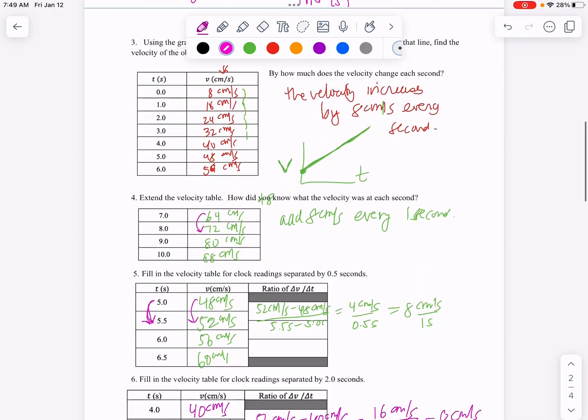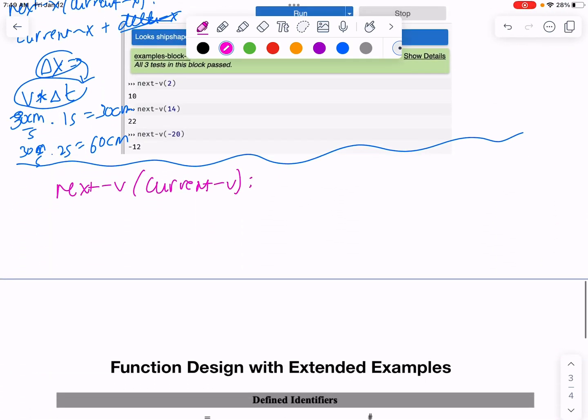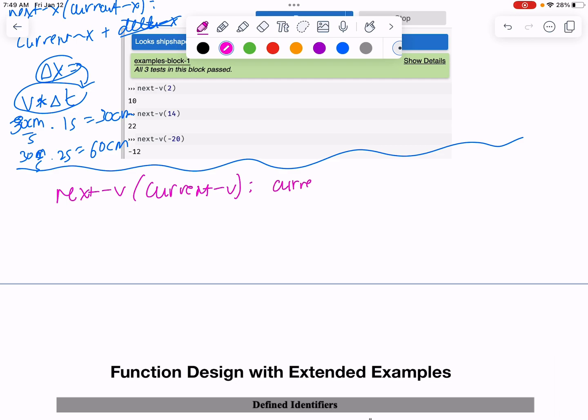If you look at this table, for example, if my velocity is 8 centimeters per second, at the next tick it's 16. At the next tick, it's 24. So what I'm doing is adding 8 centimeters per second every tick, when the tick is 1 second long. So my next v function might look something like current v plus 8 in this case. That is for a 1 second tick only, because if it's a 1 second tick, I know I'm going to be adding 8 centimeters per second to get to the next velocity.